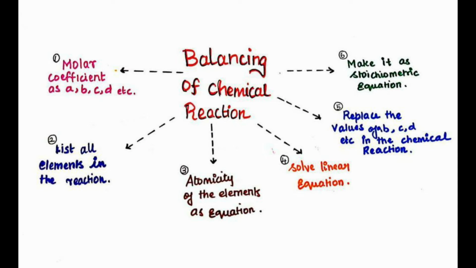So let me tell you the basic steps for balancing a chemical reaction. Step 1. Molar coefficients as A, B, C, D, etc. Step 2. List all elements in the reaction. Step 3. Atomicity of elements as equations. That is, we need to write the atomicity of each element in the reaction as an equation. Step 4. Solve the linear equations to get the values. Step 5. Replace the values of A, B, C, D, etc. in the chemical reaction. And step 6. Make it a stoichiometric equation.